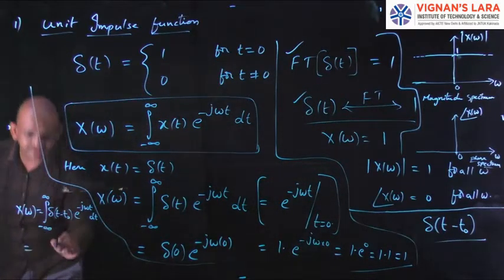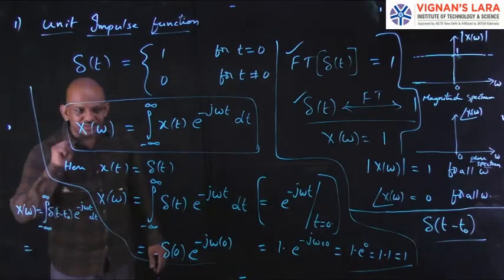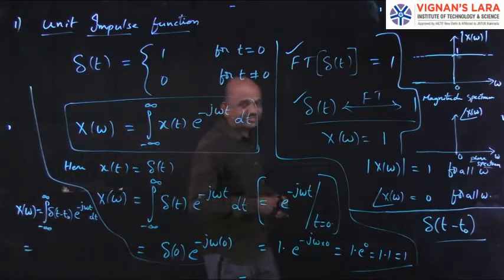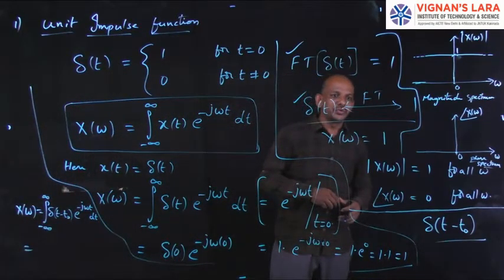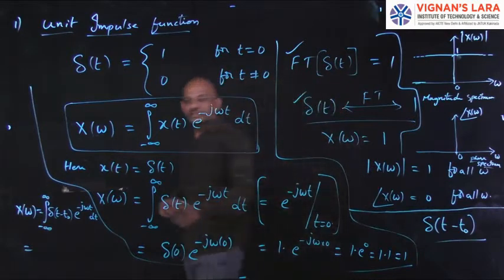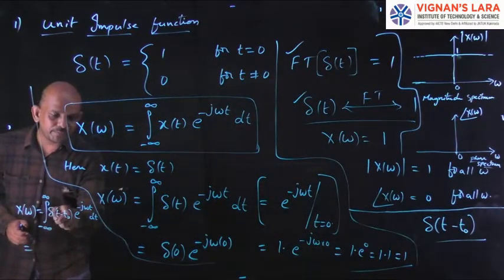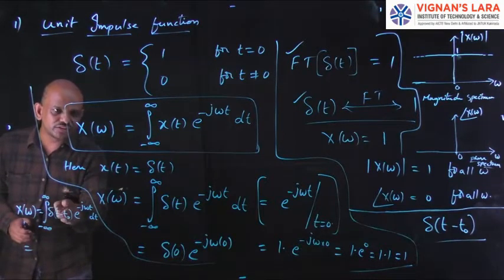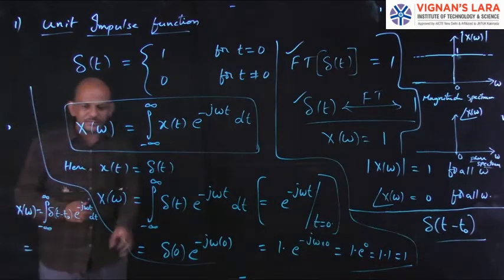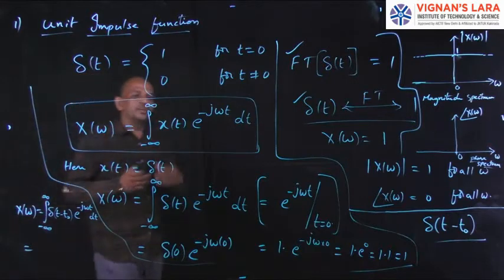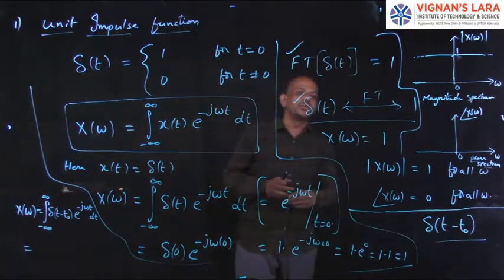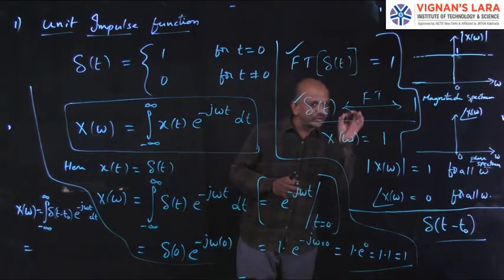Now you can say this del of t minus t naught will have a value only at t equal to t naught. Why? Because if you substitute t equal to t naught, t naught minus t naught is 0, so del of 0 equals 1. Generally we know the unit impulse function, the del function, has a value only at t equal to 0.